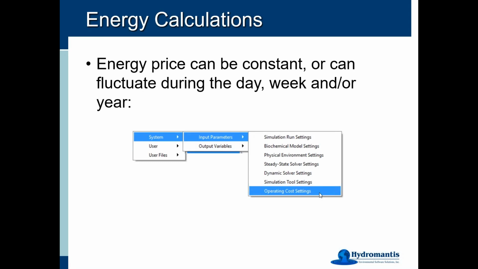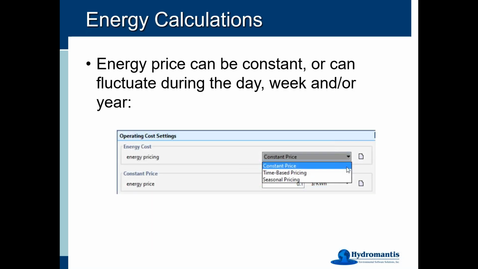Okay, so we talked about how we calculate the power requirement and how we've accumulated both the energy usage and the dollars. What I haven't talked about yet is how you set the energy price. The energy price can either be a constant during the full length of the simulation, or it can fluctuate during the day or the week or the year. The way that you get to those settings is, again, right-click in an open spot of your drawing board, select System, Input Parameters, and Operating Cost Settings, and you'll come to a very long and detailed menu, which I had to divide into 3 parts to put on my slides here. That controls how you change the price over time.